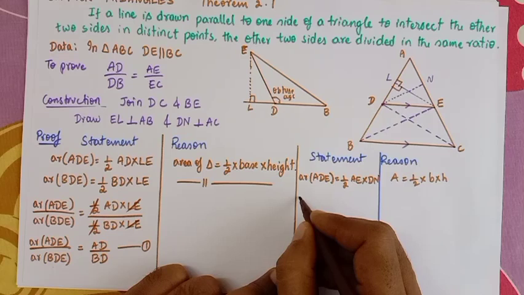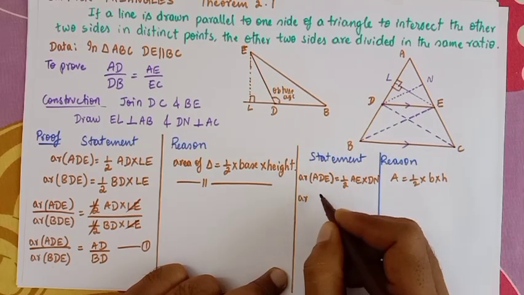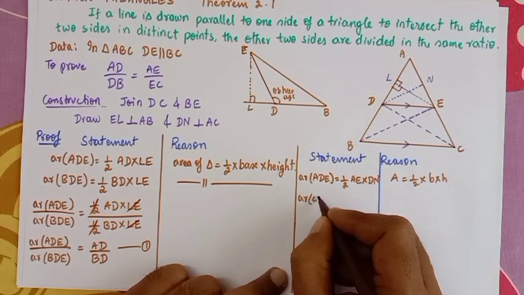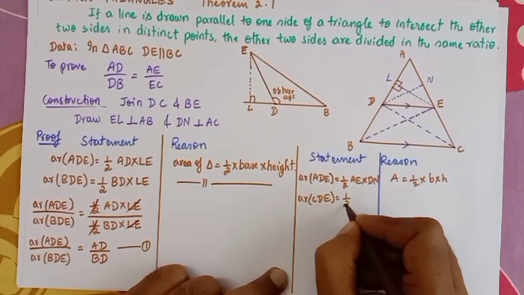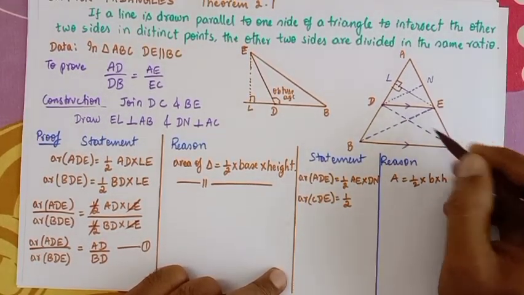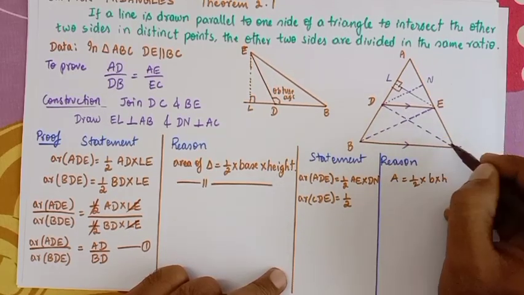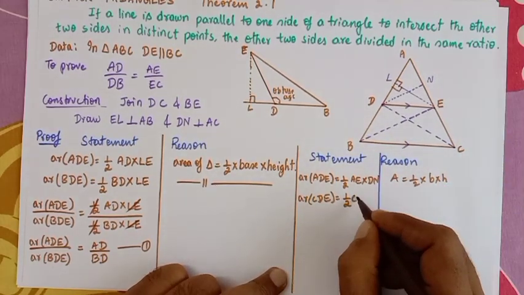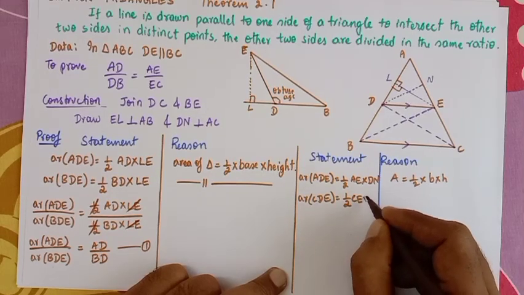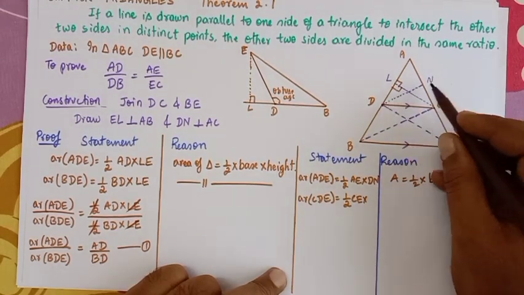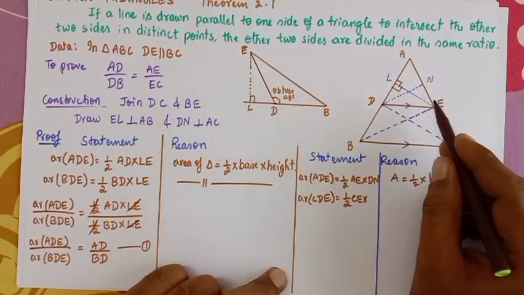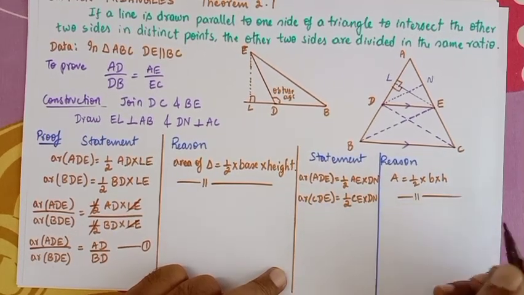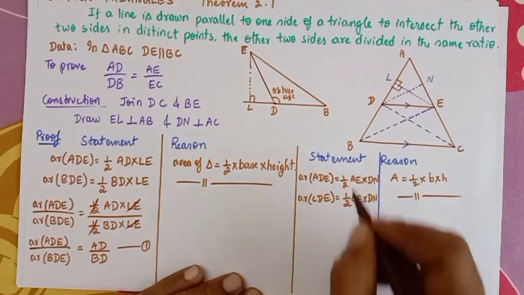Next, we will be taking the area of triangle CDE, which is equal to half into, here CDE or CED, whatever it is, this is also an obtuse angle. So we will be taking this CE as the base, into height DN. Again DN, as in the previous one, we will be using DN as the height. The reason is the same.